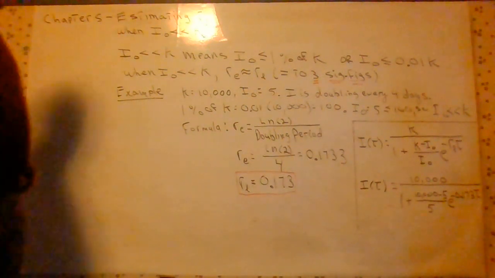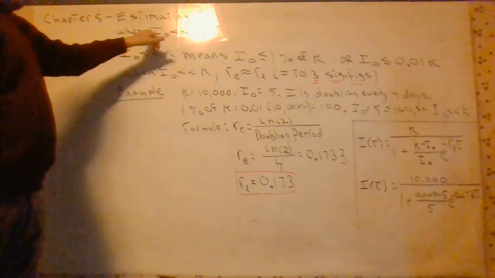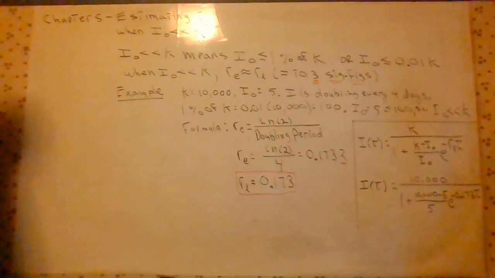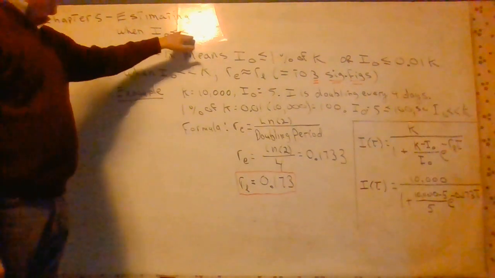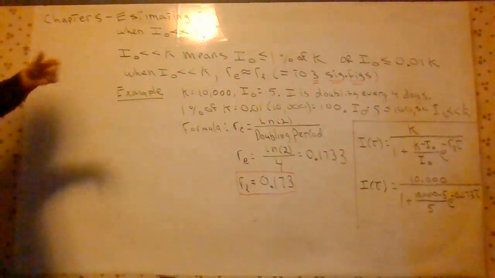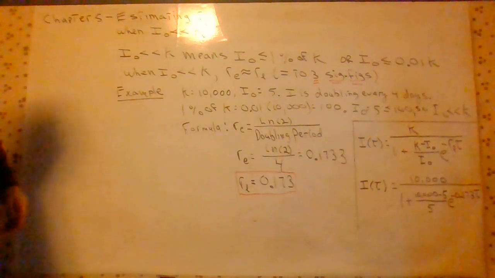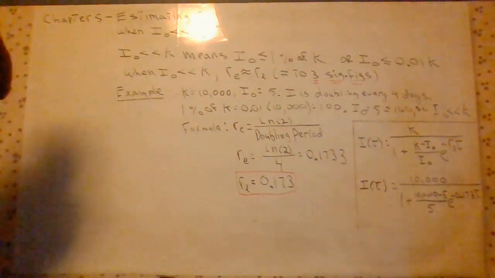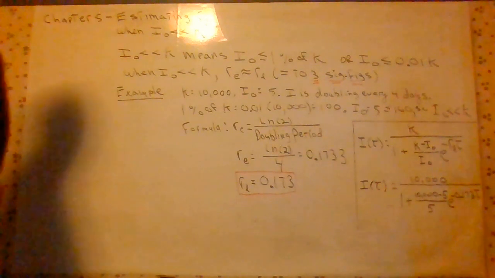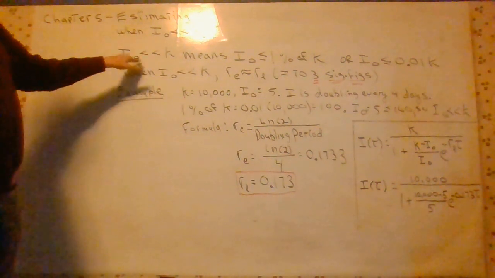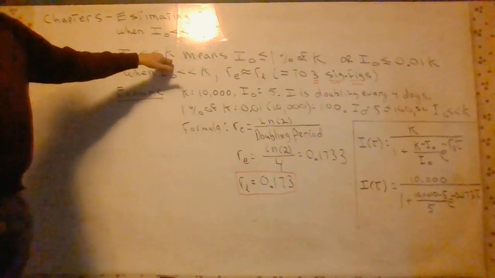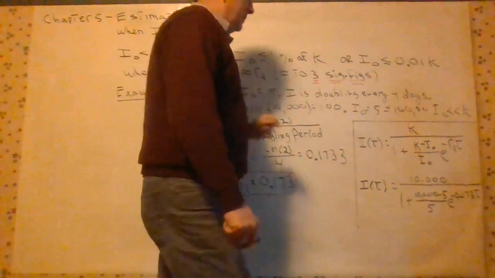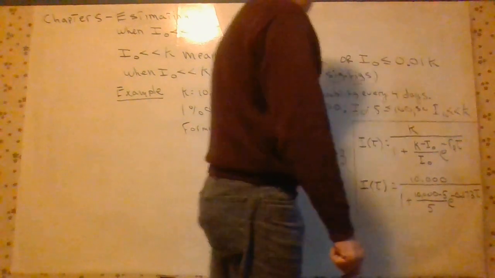Chapter 5, estimating our logistic when I0 is much less than K. These two less thans, you can take that to mean really less than. This is quite often used in physical science. It's worth mentioning here. Here's a precise definition. I0 much less than K means that I0 is less than 1% of K, or 0.01 times K.